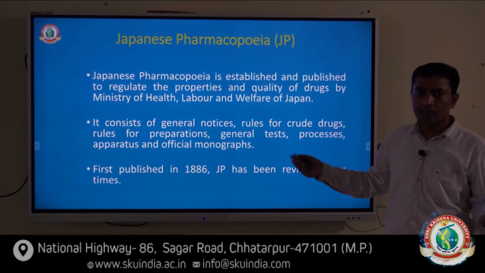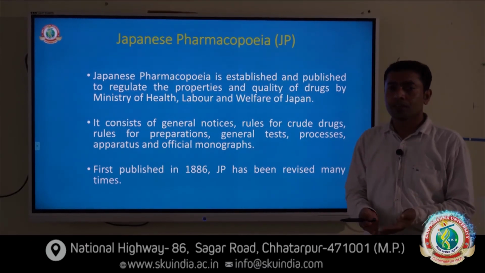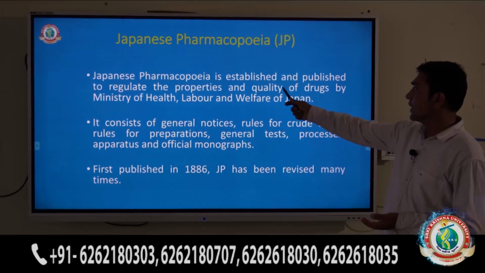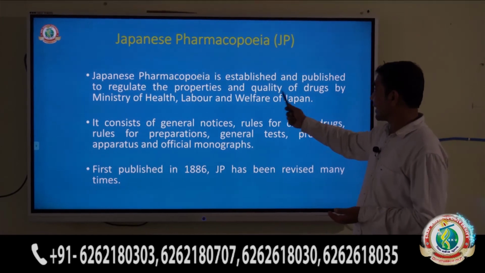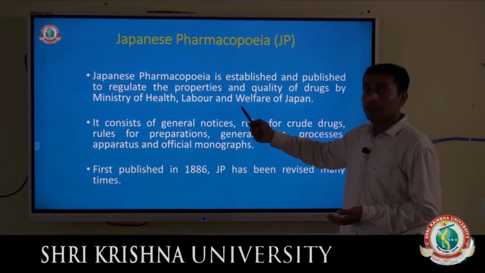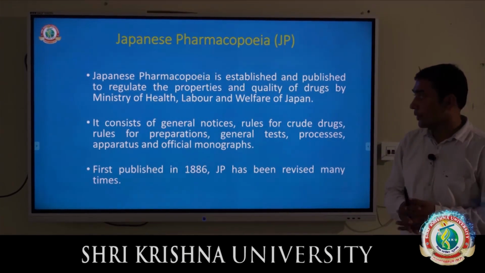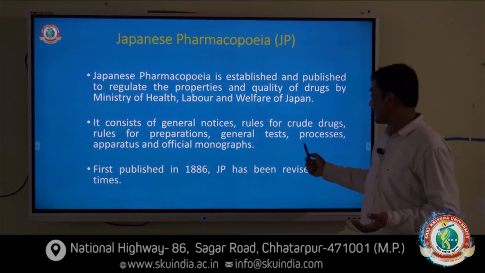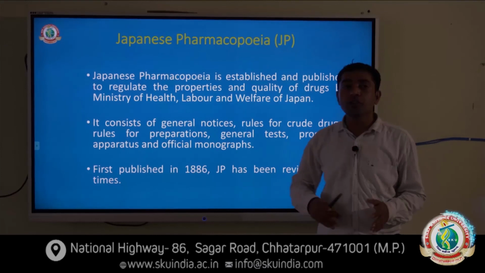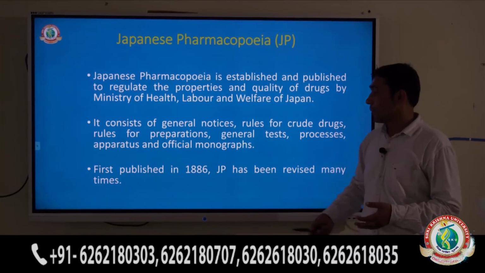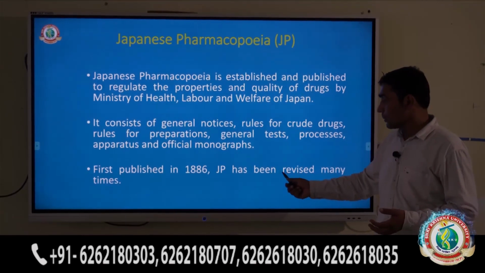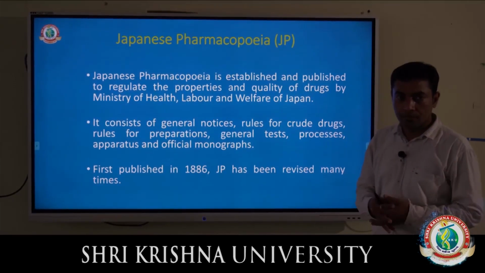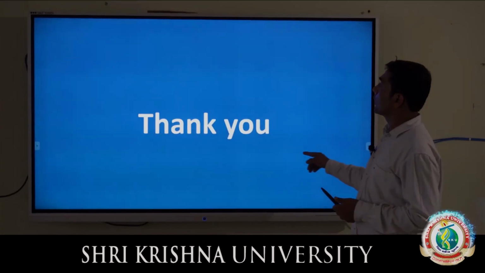Japanese Pharmacopoeia, like the Indian Pharmacopoeia or the British Pharmacopoeia. Similarly, Japan as a country, as a nation, published its own pharmacopoeia. Japanese Pharmacopoeia is established and published to regulate the properties and quality of drugs by the Ministry of Health, Labor and Welfare of Japan. It consists of general notices, rules for crude drugs, rules for preparation, general test processes, apparatus and the official monographs of different kinds of drugs. First published in 1886, the Japanese Pharmacopoeia has been revised many times, and different editions have come.